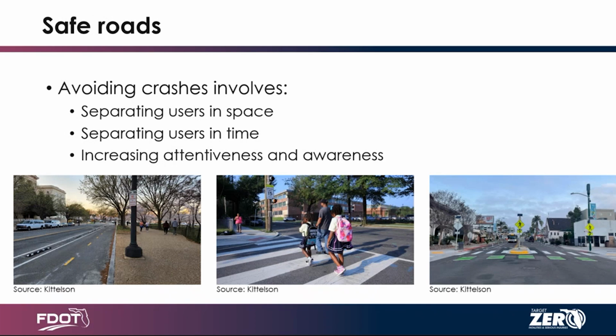And then third, increasing attentiveness and awareness. Some of the ways that we do that is by putting in signs, by putting in beacons. So here you have an RRFB at a pedestrian crossing, and it looks like you also have a bike trail crossing the street here. This allows vehicles that are driving through this area to see more clearly when a pedestrian is about to cross or is crossing.